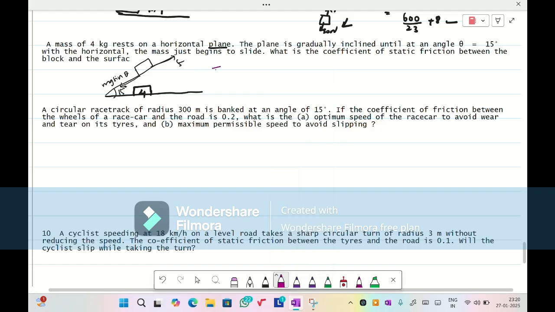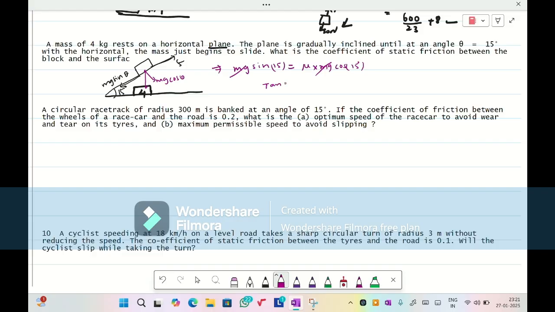That means now mg sin 15 is equal to friction, which equals mu into mg cos theta. We are asked to find the coefficient of friction, mu. So this is mg and this is mg cos 15. So mg gets cancelled. Tan 15 is equal to mu. Mu is equal to tan 15 degrees, so that equals 0.27, I think so.